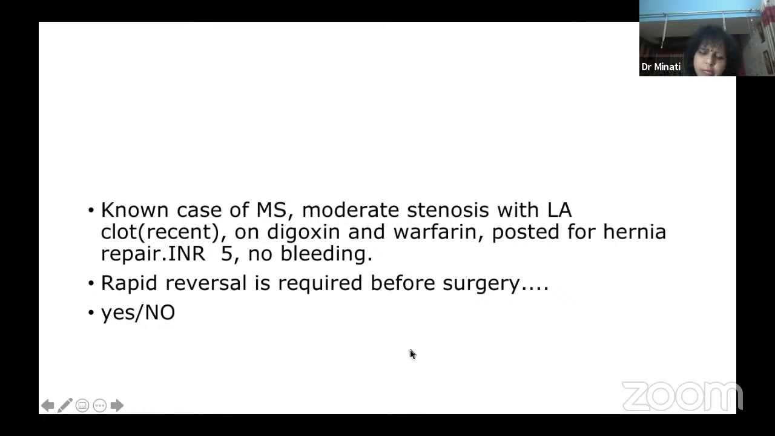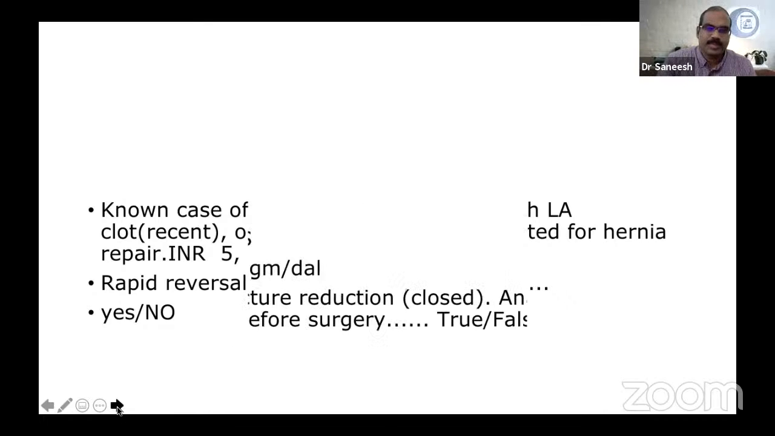Or if the patient is having a 10 milligram dose, you can go for the lowest dose, that is 5 milligrams. And you see the INR. When the INR is maintained, then you can continue with the normal routine dose. So the answer is false, no? Rapid reversal is not absolutely indicated, not required. Okay, thank you. So we'll move to the next one.